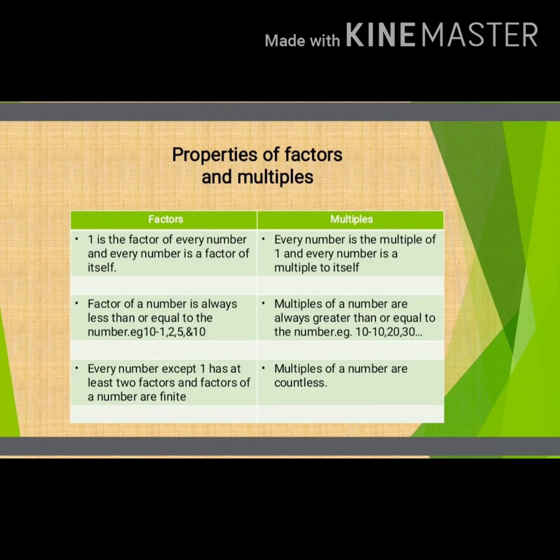Property number 3. Multiples of a number are countless. That means infinite. We cannot count the multiples because we all know that the natural numbers are infinite. So when I go on multiplying the natural numbers with a given number, I am going to get infinite multiples. I hope you are clear with the properties of factors and multiples.